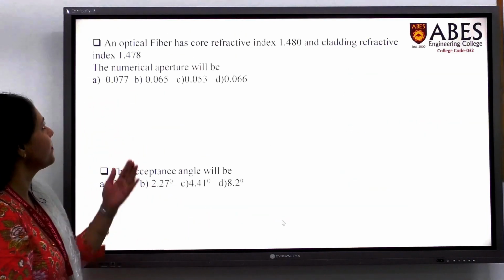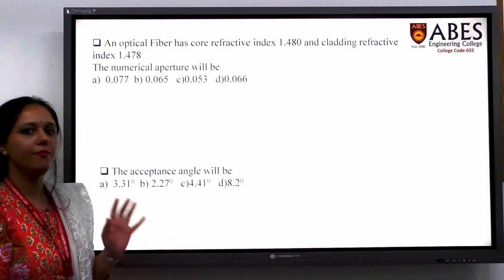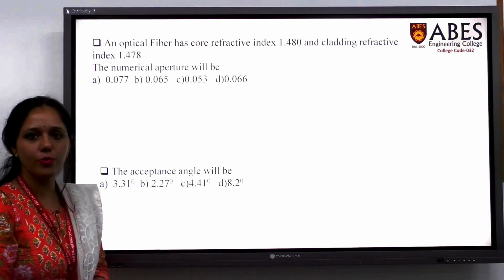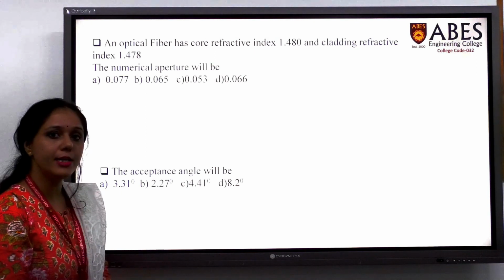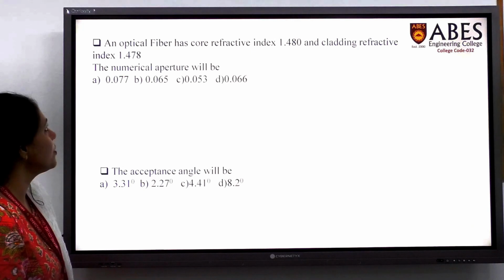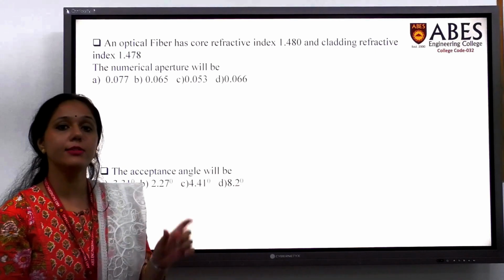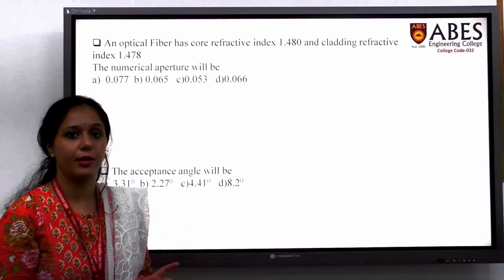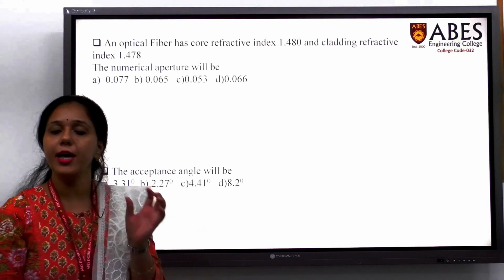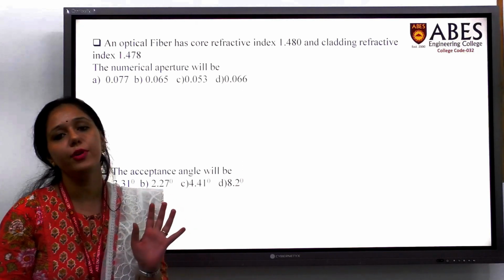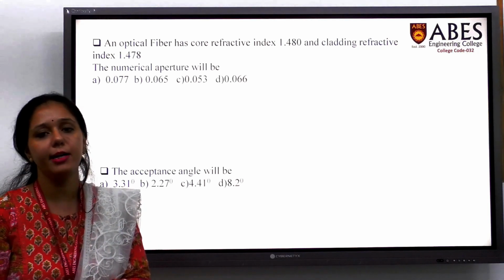These are a few problems which generally come in competitive exams, and they are very easy, formula based. So we can have a look at 1 or 2 problems. An optical fiber has a core refractive index 1.480 and a cladding refractive index is also given. Sometimes in exams, they don't say which is the core and which is the cladding refractive index. You have to figure it out, and it's very easy. We have to remember that n1 will be greater than n2. Core refractive index will be greater than cladding refractive index.